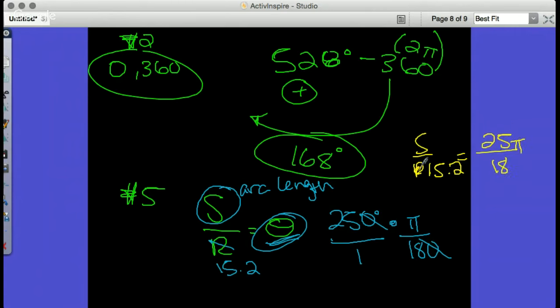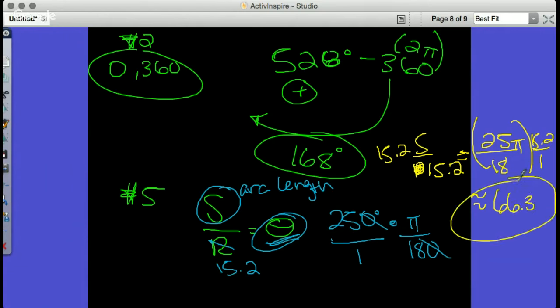Okay? Is there any way we could get rid of that 15.2 here? Yeah, multiply by 15.2. Good. So then we could do it just across, right? 15.2 times 25 pi. And then I could divide that by 18. And when I do that, I think I get approximately 66.3. And that would be sufficient. You could just round it to that first decimal there.